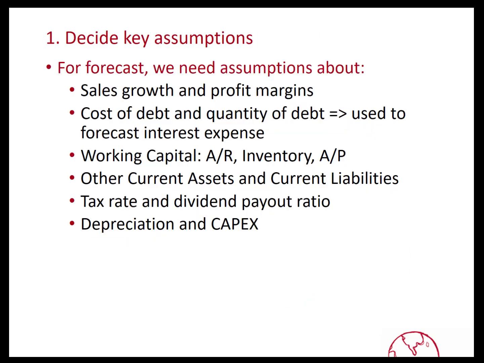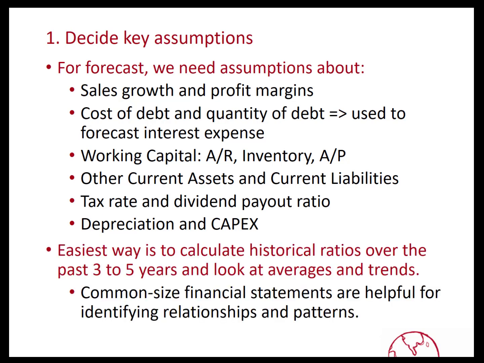The key assumptions are going to be sales growth and profit margins. We'll illustrate this in a moment. We're also going to have to calculate what the cost of debt will be and the quantity of debt, which is going to be necessary to calculate interest expense, working capital items, the other current assets and current liabilities. We're going to need a tax rate and dividend payout ratio, and we're going to need depreciation and CAPEX. The easiest way to come up with assumptions or forecasts for these is simply to look at the average of these ratios for the past 3 to 5 years and see if there's a trend.